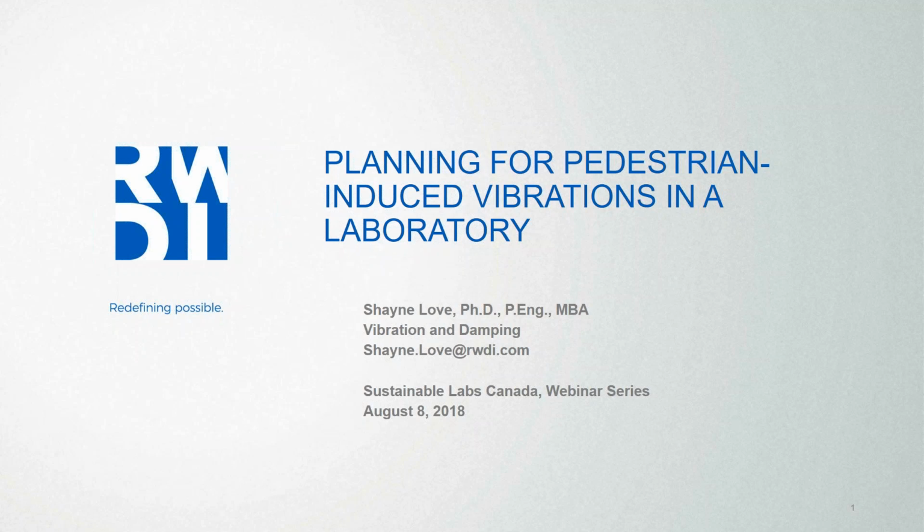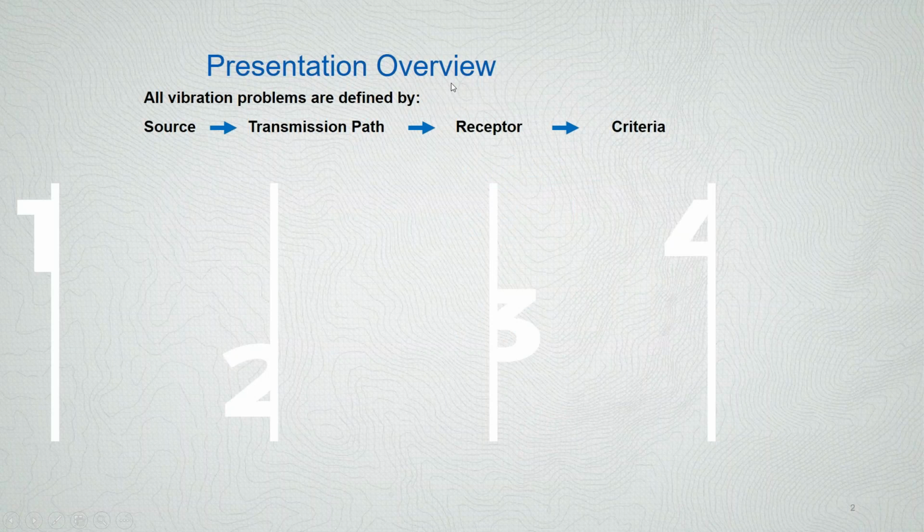We're going to talk today about planning for pedestrian-induced vibrations in a laboratory. So first, we'll give an overview of the presentation. We'll talk about how vibration problems arise. With any sort of vibration problem, we always have a source. That's the thing that's creating the vibration. And then there's a transmission path, and that's the medium by which vibration moves from the source to the receptor. And the receptor is the thing that is being affected by the vibration.